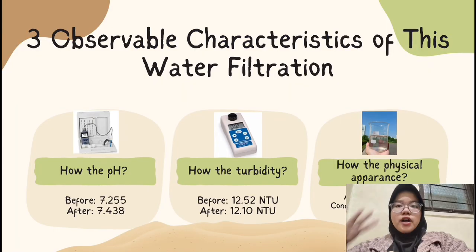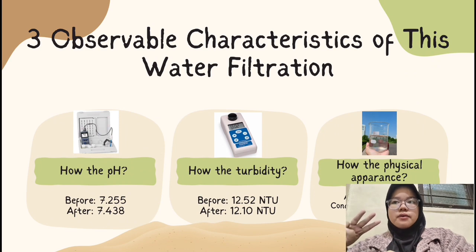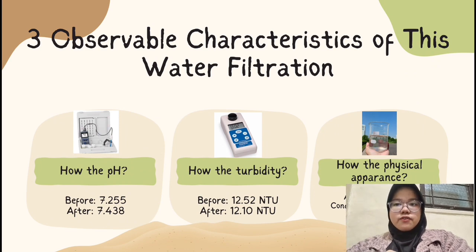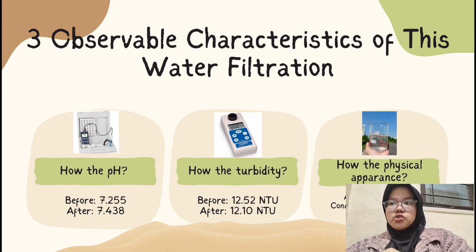So next, there are three observable characteristics of the water that we have observed from the results of these experiments. The first is the pH. The pH before the water was filtered was 7.251, and after we filtered it with our own water filtration, it changed into 2.438. And next, the turbidity. The turbidity before filtration is 12.52 NTU, and after filtration it is 12.10 NTU.